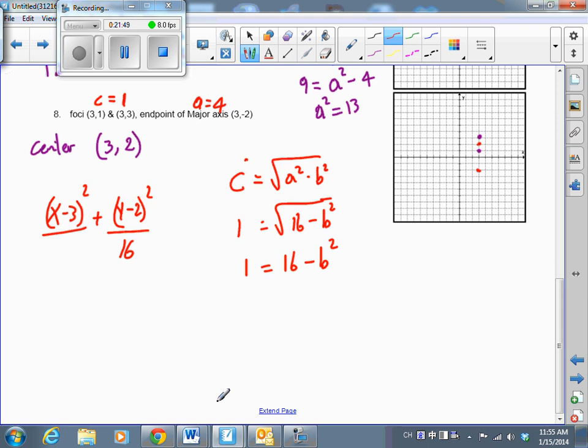What do you think b² is? 16 minus what is 1? 15. Do I need to square root it? No, I just write 15 here, and life is beautiful. Any question?